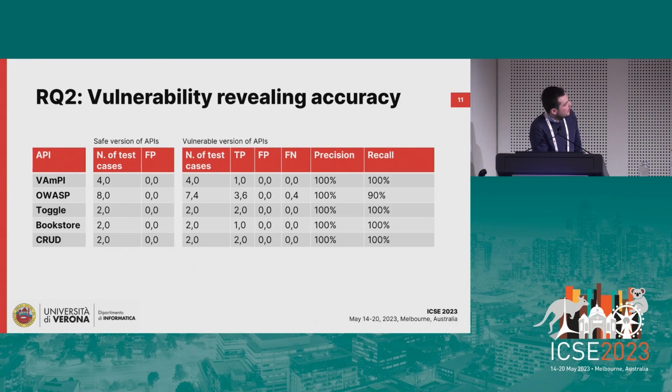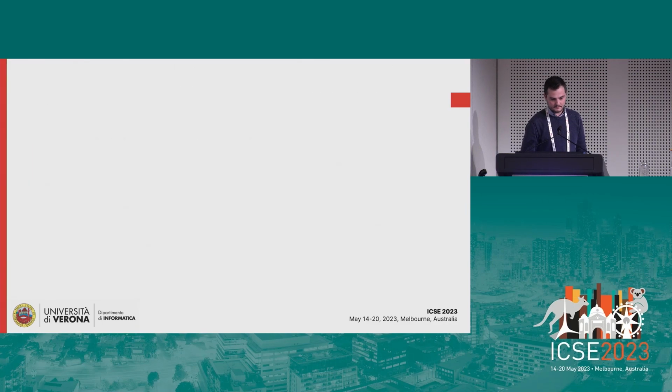The only exception is the OWASP API, for which we couldn't detect one vulnerability because the instantiation of the test sequence was not able to complete because of some parameter value generation problem.